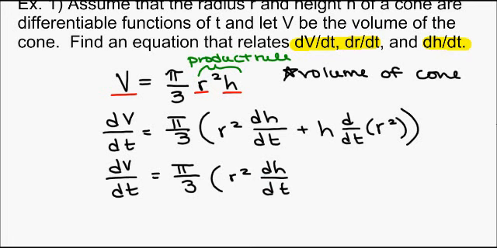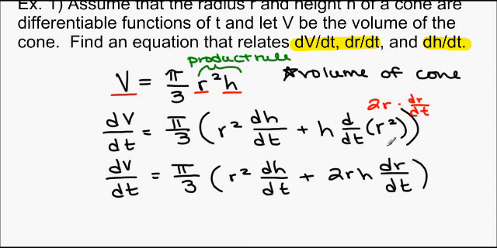Okay, here's where I'm changing. I have the derivative of r squared. Well, I know that that's going to be 2r times the derivative of r, so dr/dt. And I'm going to write this so that my derivative part comes last. So plus 2rh dr/dt.